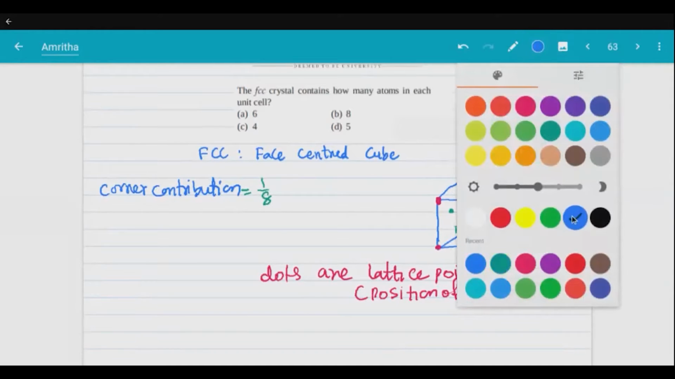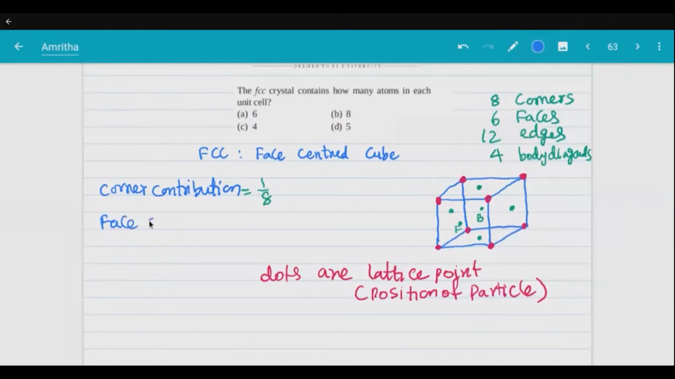Okay, face contribution, you can imagine, I told you, right? If you're sitting in a room, just imagine all those walls are faces, and edges you can properly visualize, corners you can properly visualize. From that you can construct a beautiful unit cell. Okay, face contribution is 1/2. Okay, edge contribution is 1/4. It is maximum common to 4 such unit cells.